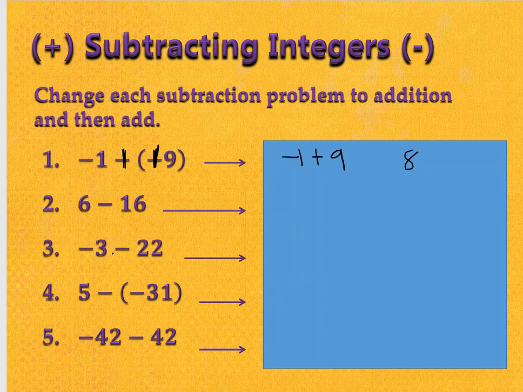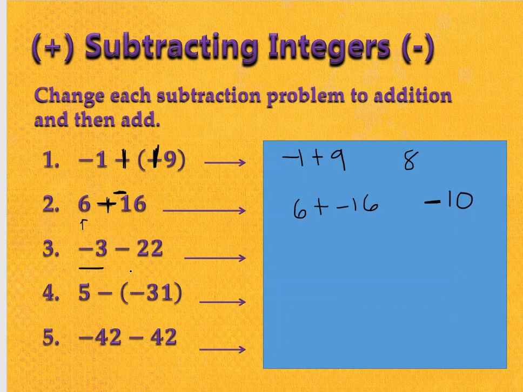Same, change, change. Okay, so we're going to keep the first integer the same. We're going to change the subtraction to addition, and we're going to change the sign of the second integer to its opposite. Now we have 6 plus a -16. So if you have $6 and you owe 16, that means you're going to owe, and to figure out how much you owe, you do 16 minus 6 and you get 10. You owe $10. Okay, the next one.